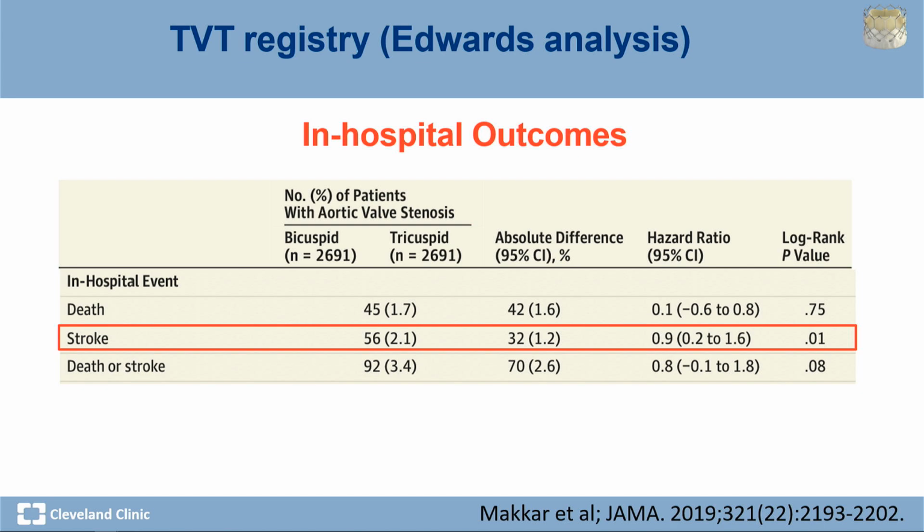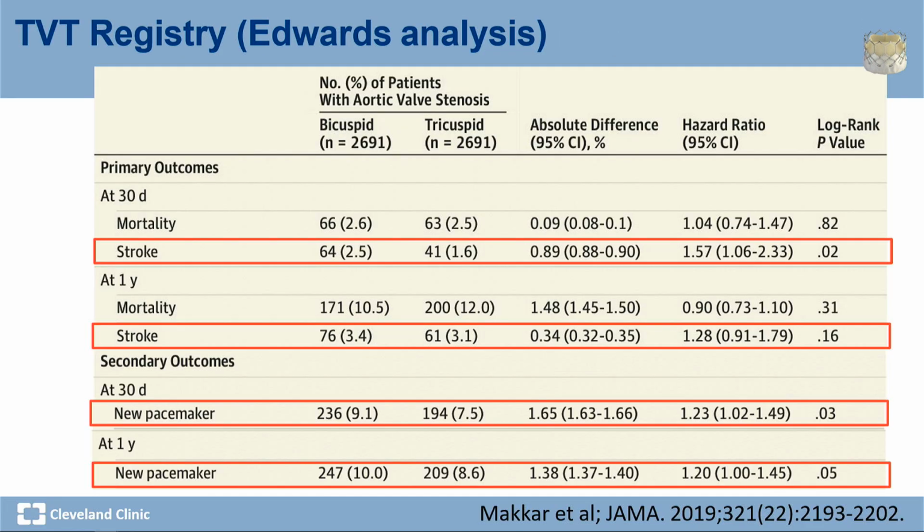In-hospital outcome of stroke was 2.1 versus 1.2, again, a little bit higher with the bicuspid aortic valve compared to the tricuspid aortic valve. Only 15% of the patients had emboli protection in this particular analysis that we reported. And if you look at the stroke, major stroke, 1-year stroke was no different ultimately. And new pacemaker rate was 9.1 versus 7.5, and at 1 year was 10 versus 8.6. So these are the numbers for the balloon expandable valves.